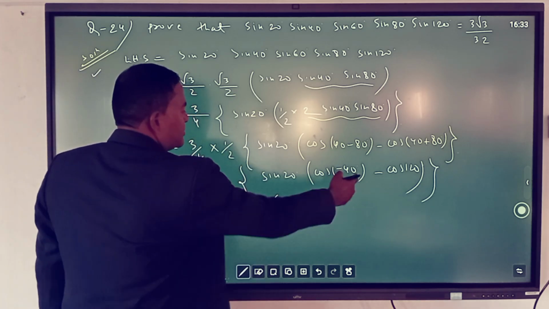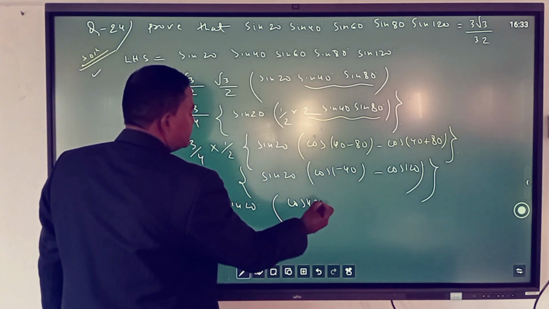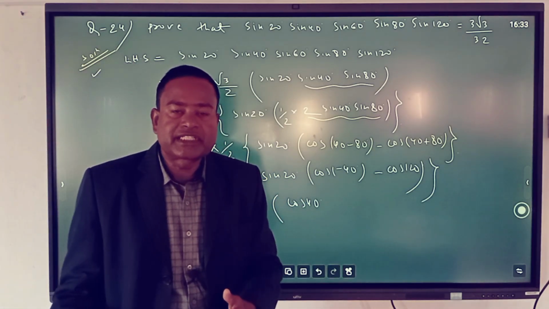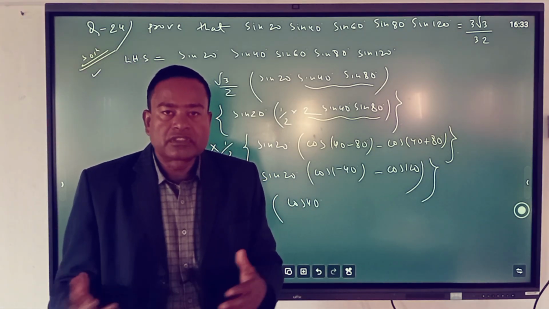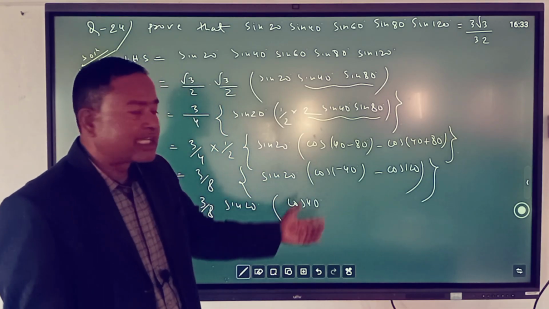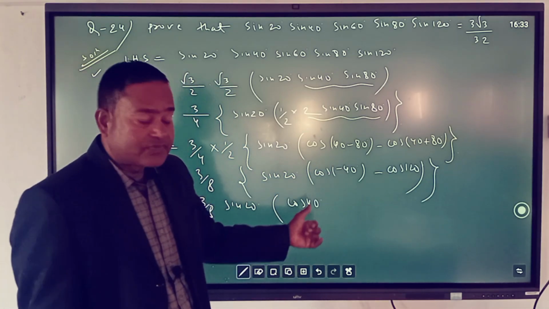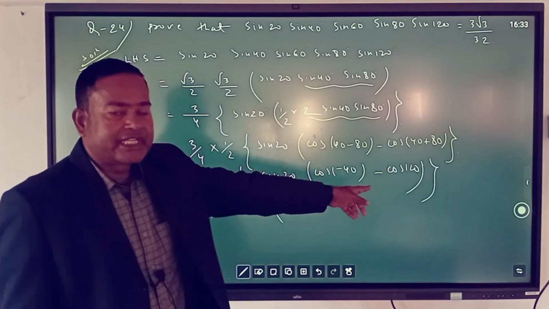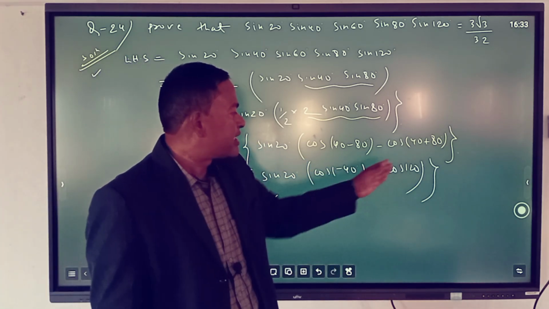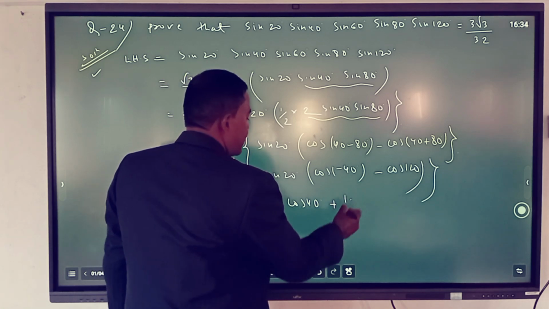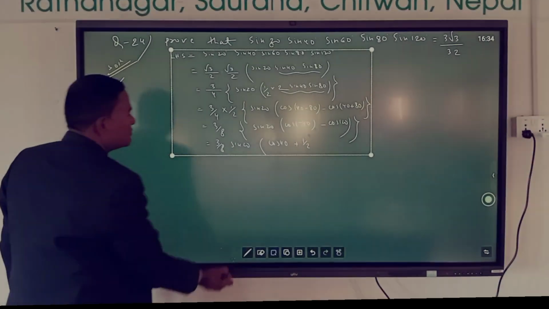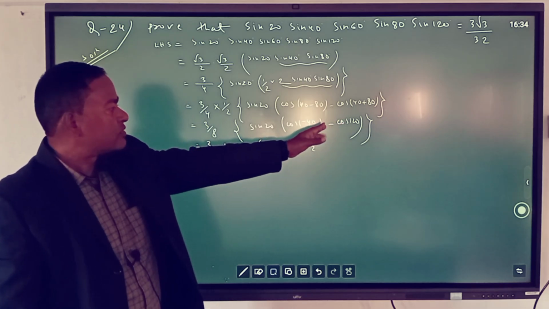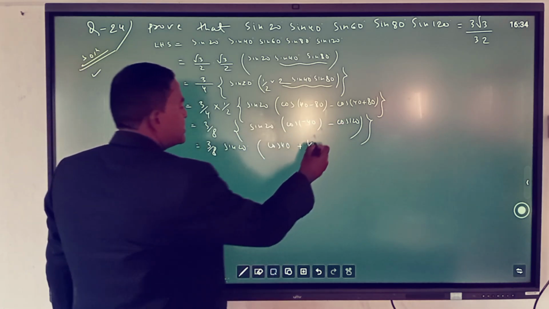Dear student, cos minus theta is equal to cos theta because minus theta lies in the fourth quadrant, and according to the CAST rule, in the fourth quadrant cos and sec are positive. So the value of cos minus 40 will be equal to cos 40. And the value of cos 120 is minus 1 by 2. So minus minus will be plus. So dear student, the value of cos 120 degree is minus 1 by 2, and minus minus we have written plus.